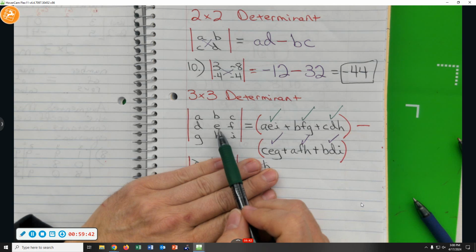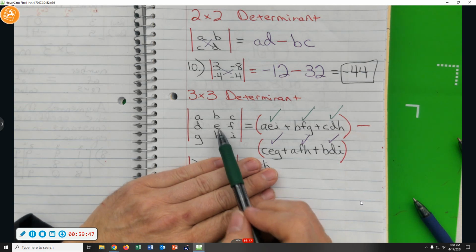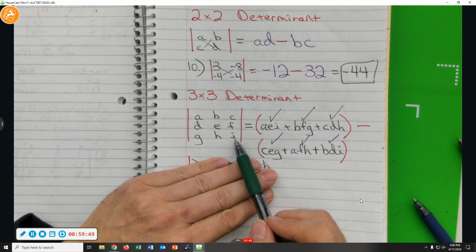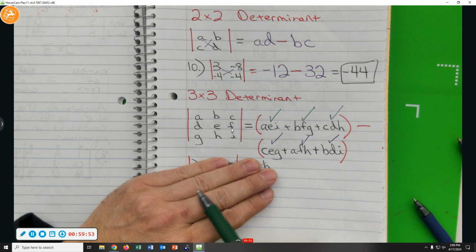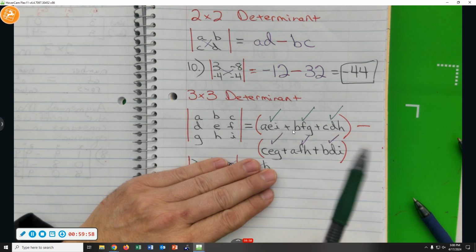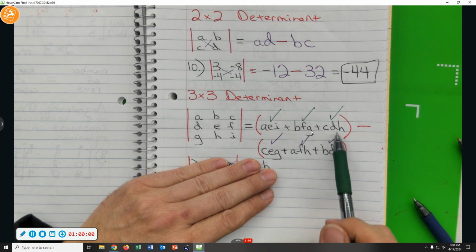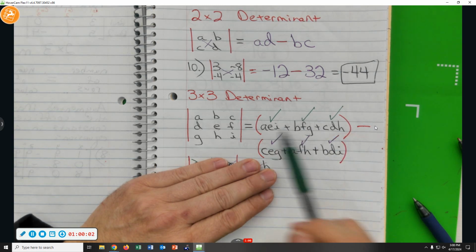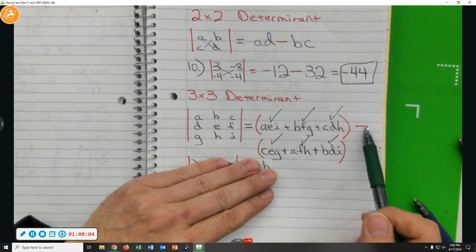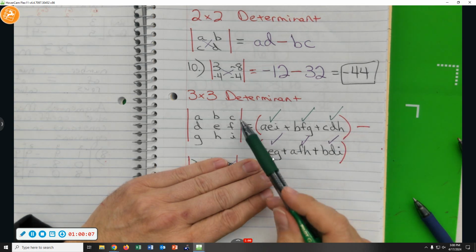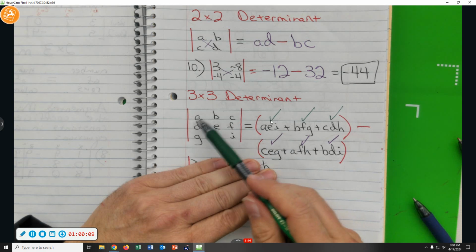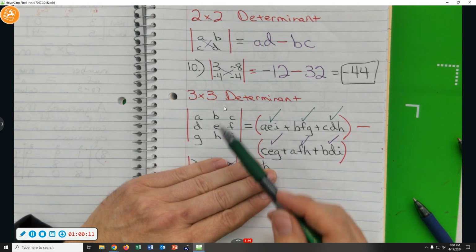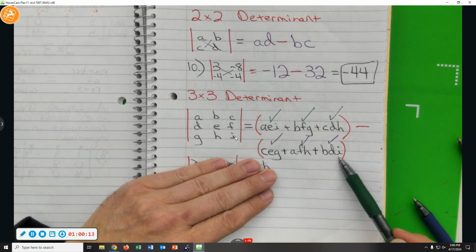This E is just an arbitrary real number. It's not the natural exponential. The I is just an arbitrary real number. It's not the imaginary unit, the square root of negative 1. The determinant is A times E times I plus B times F times G plus C times D times H, close the parentheses, minus C times E times G, A times F times H, B times D times I.